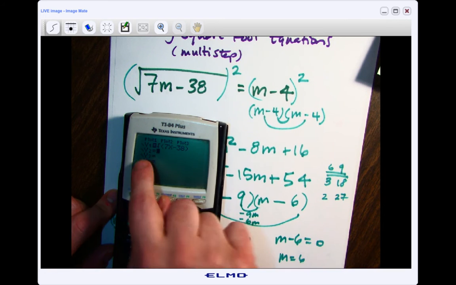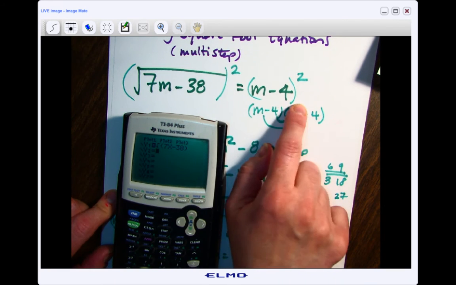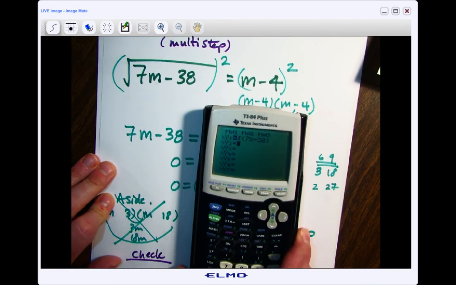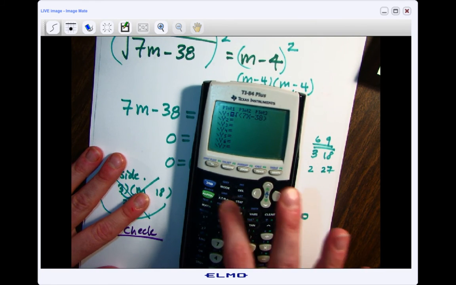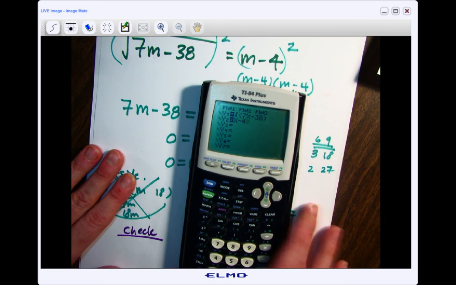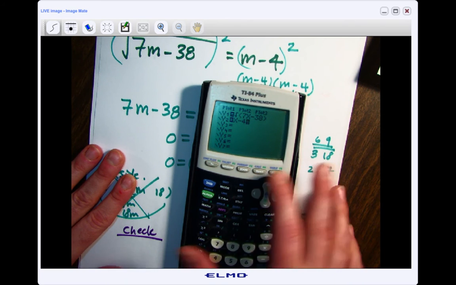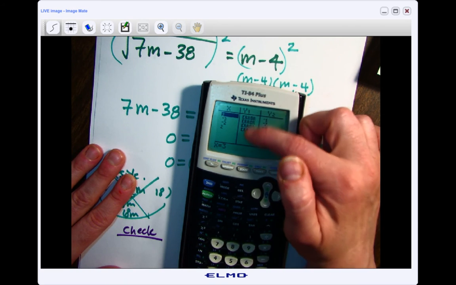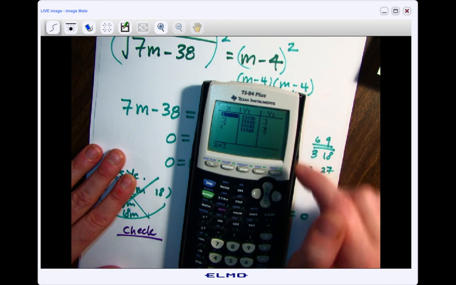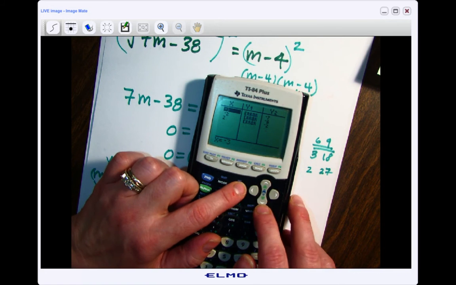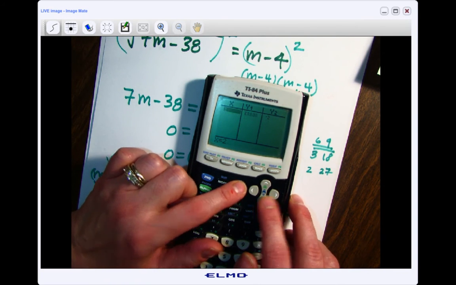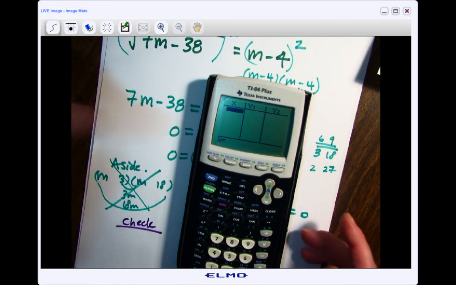And then I'm going to do another equation, which is this one. I'm going to do m minus 4 was our original, right? It was m minus 4. So I'm going to use x minus 4 because that's what the calculator uses, okay? Then I'm going to go to the table. Now the values of the first one are going to be here and the values of the second one are going to be here. And everybody knows that if your numbers are solutions, then they have to be the same.